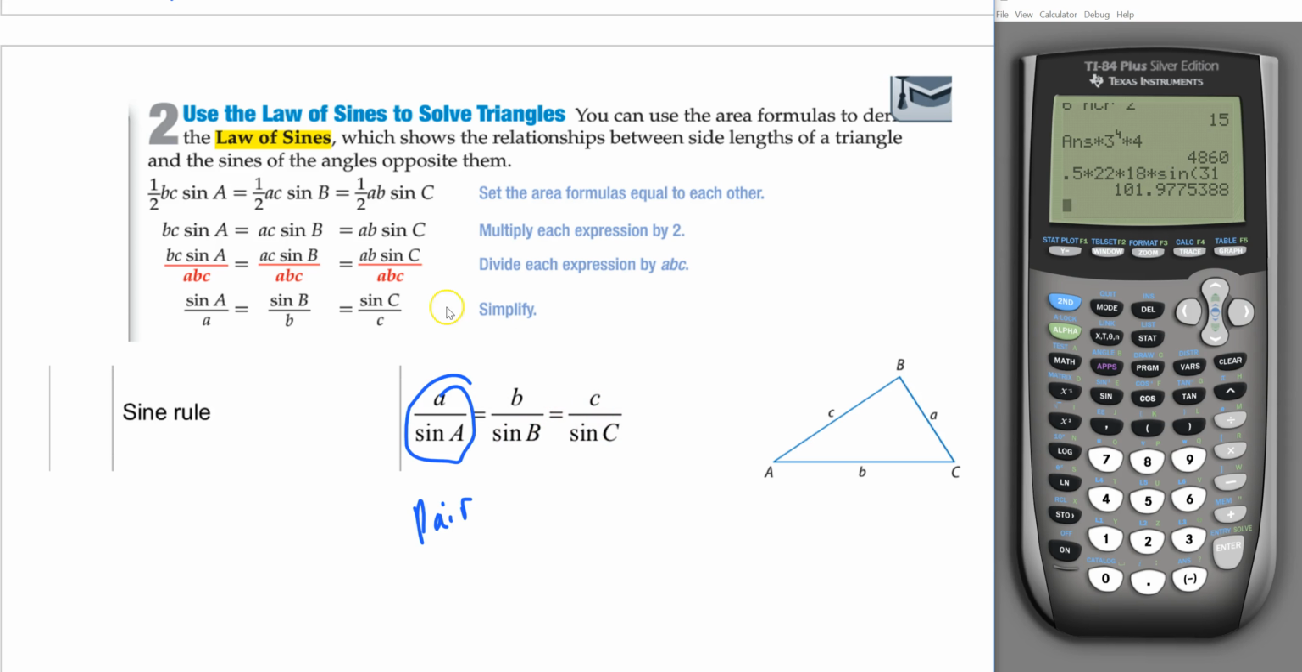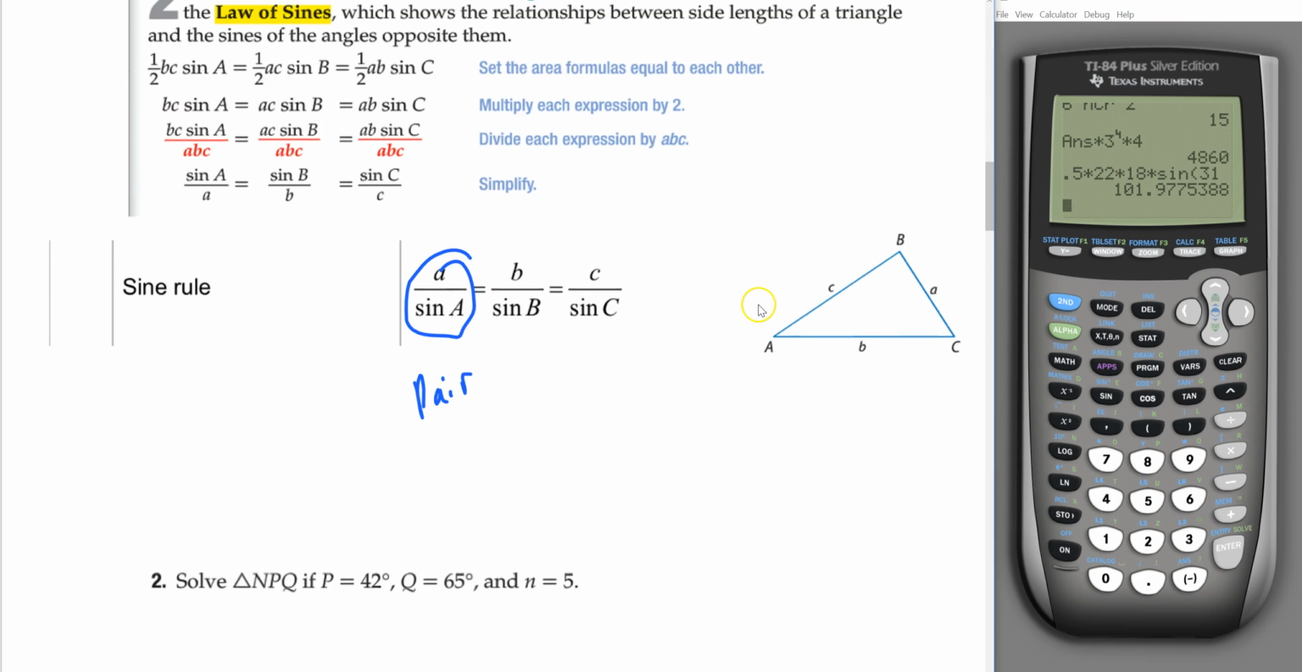Now where does this formula come from? It comes from the area formula, and you can see right here, they just solved it. But that's the law of sines. If you have a pair, you can set up the proportion and just solve it. So that's when we use the sine rule: pairs.